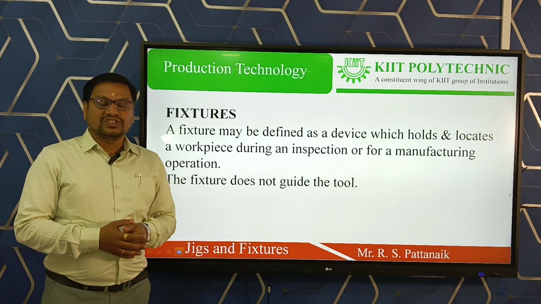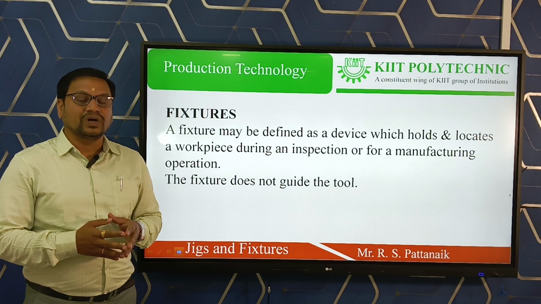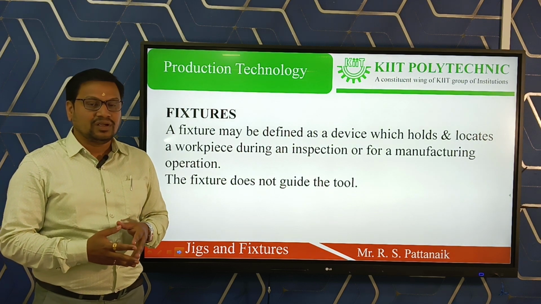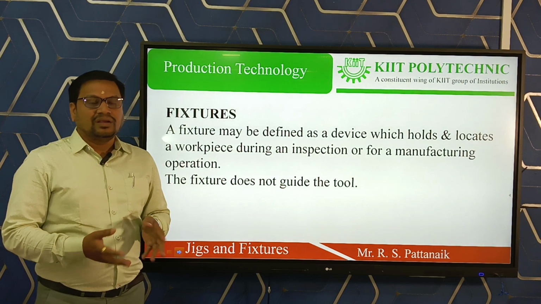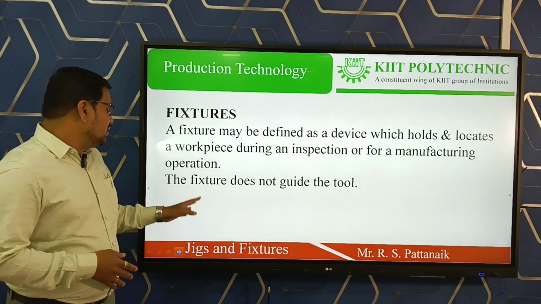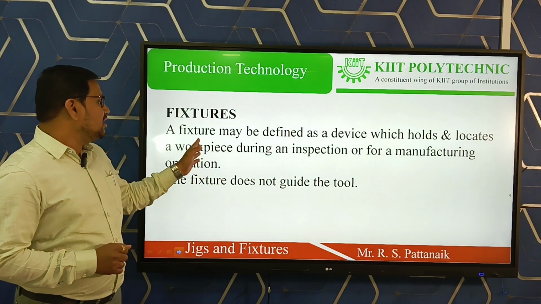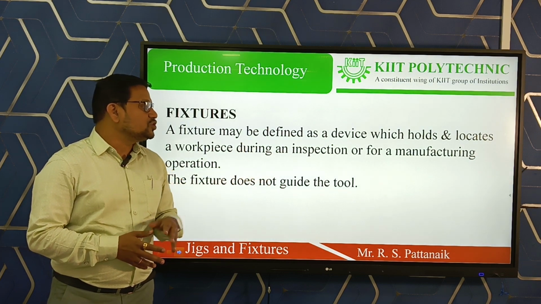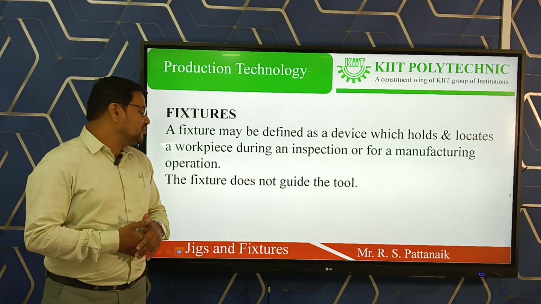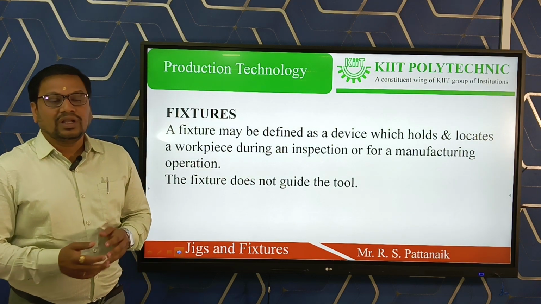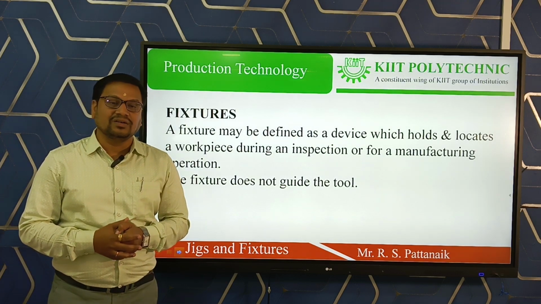Next is the fixture. A fixture is a device which only holds and locates the workpiece at the time of inspection and some manufacturing operations like turning, milling, grinding, etc. The fixture does not guide the cutting tool. So a fixture may be defined as a device which only holds and locates the workpiece during an inspection or a manufacturing operation.